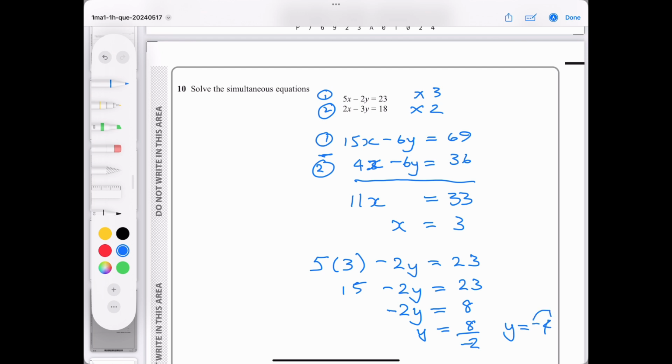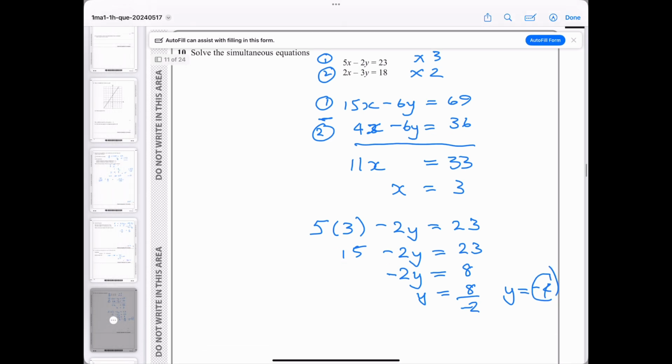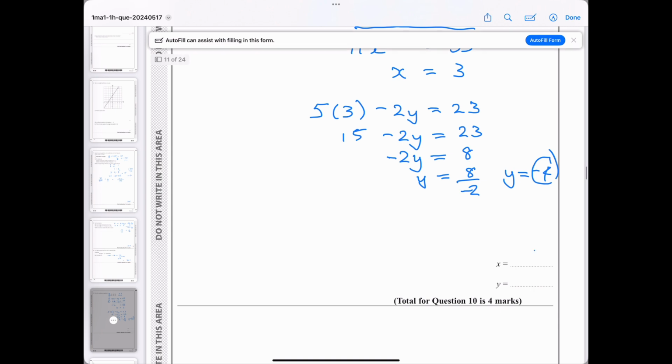And that, I would test it, but I kind of check. Let's just write in 3 and minus 4.